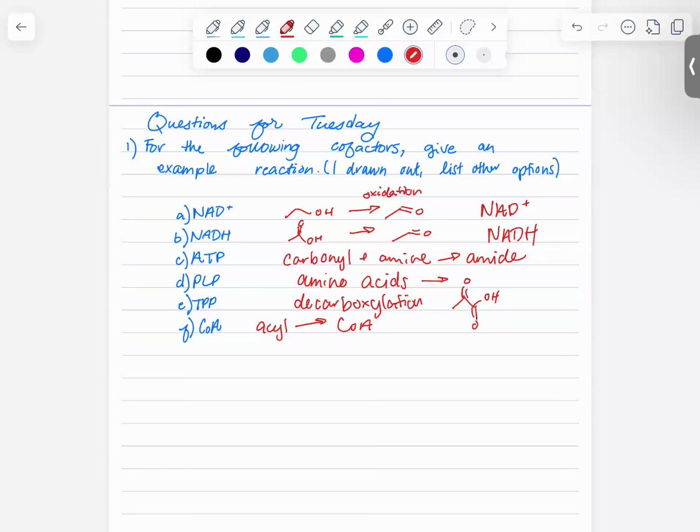Multiple amino acids, like hooked together. I would say focus more on amide bond formation.